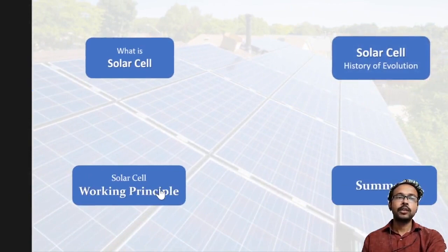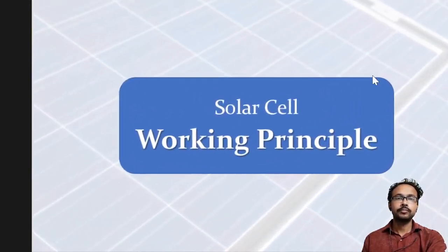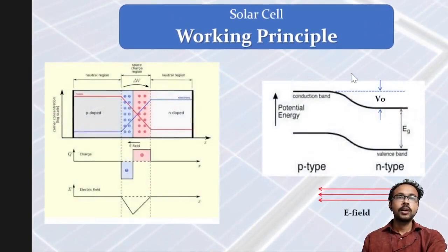Now let us have a look at the working principle of solar cell. Here in the left side of our slide, we have the diagram of a p-n junction diode under equilibrium. A solar cell is basically a normal p-n junction diode. In this structure, there are a lot of immobile negative charges on the p side at the junction, and similarly a lot of immobile positive charges near the junction in the n side. So they form an electric field which is directed from the n side to the p side.